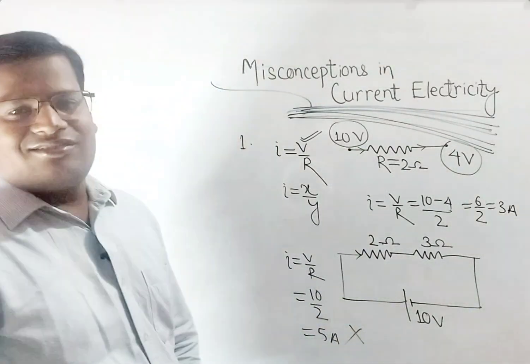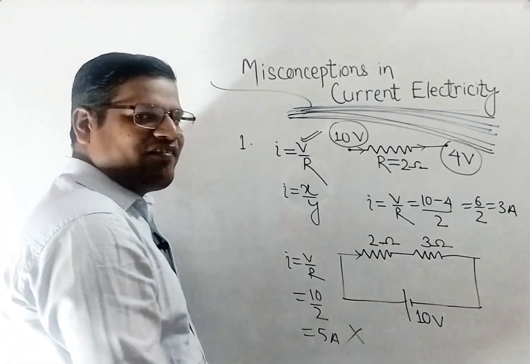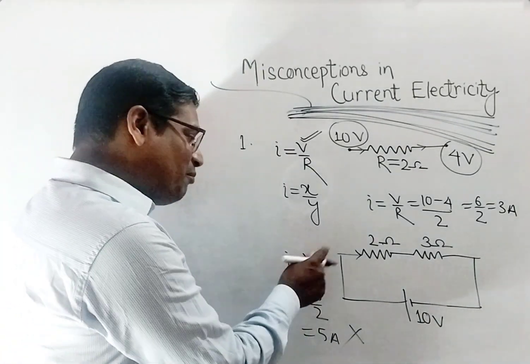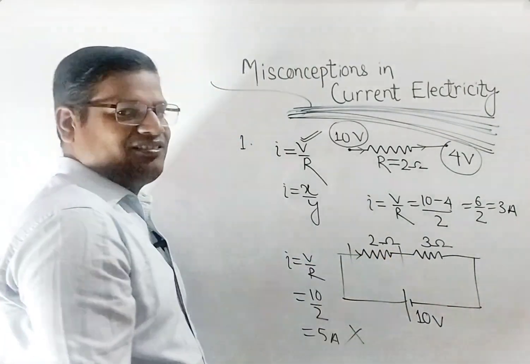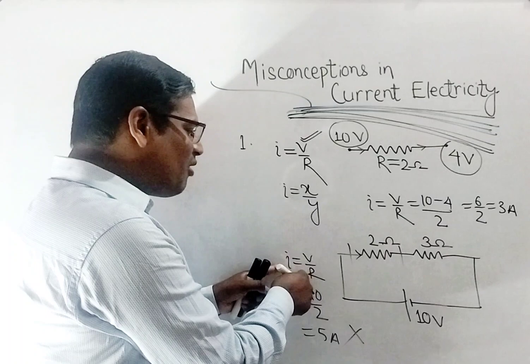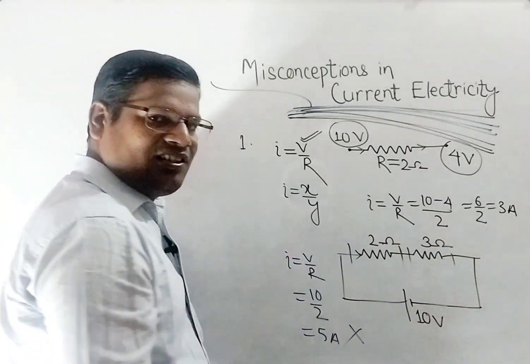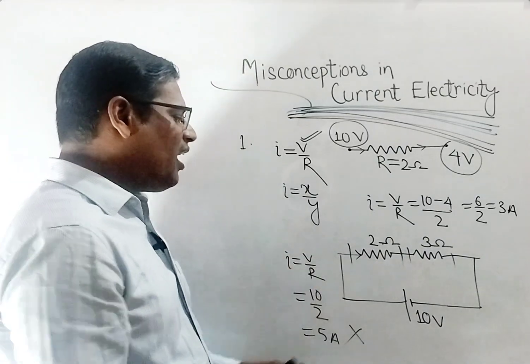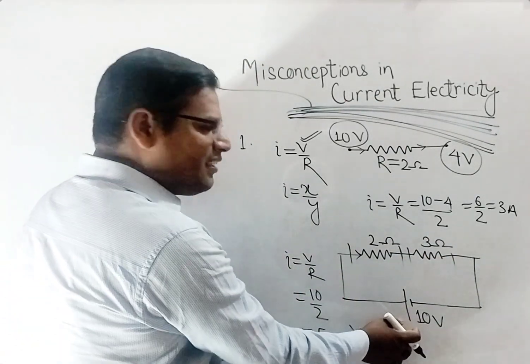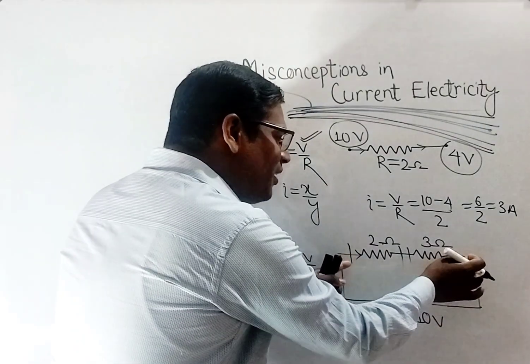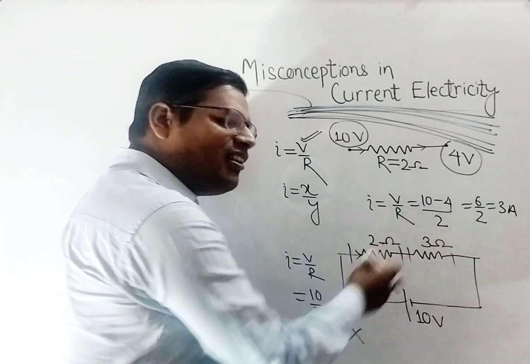This is wrong. Here this V is not the EMF of the battery. This is the potential difference across the resistor, and that we don't know here. So we can't use this formula directly for this 2 ohm resistor or for this 3 ohm resistor. We can't even use current equal to V by R with V as 10 and R as 3, so 10 by 3. No. This 10 is the potential difference across this complete combination. This potential difference is neither for this 2 ohm nor for this 3 ohm.